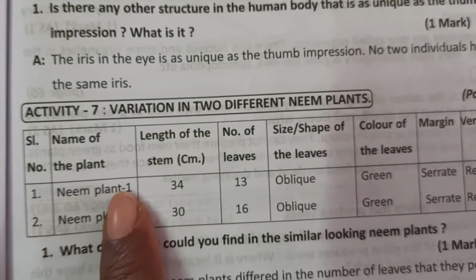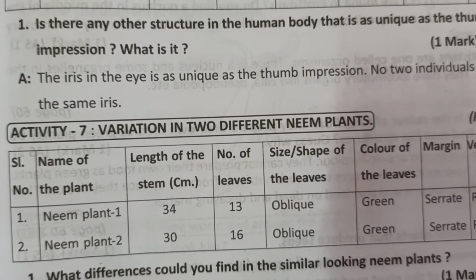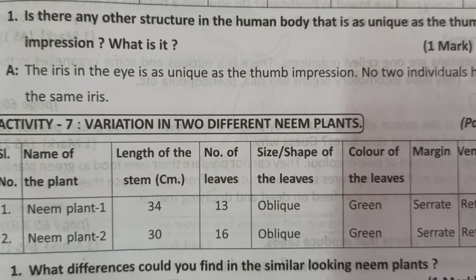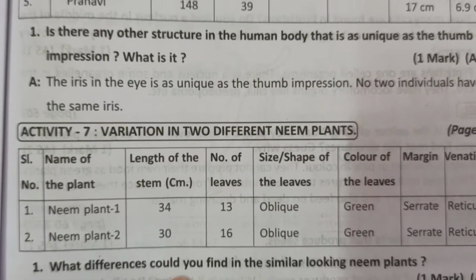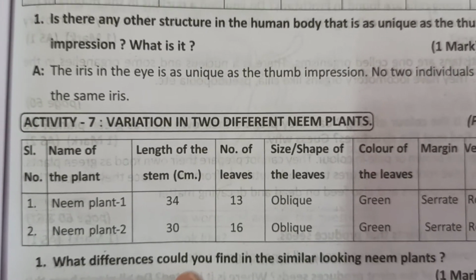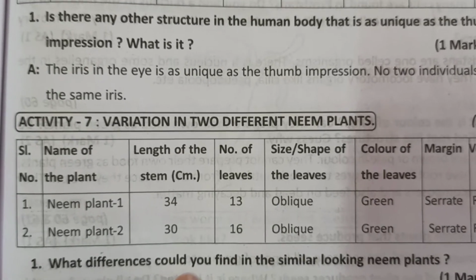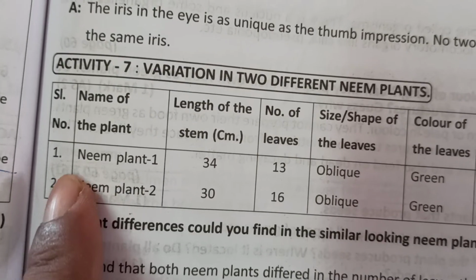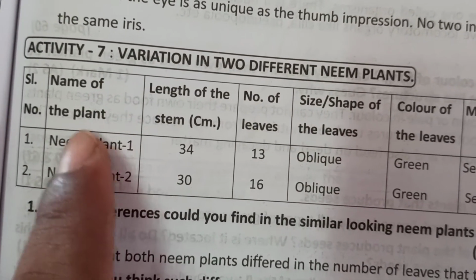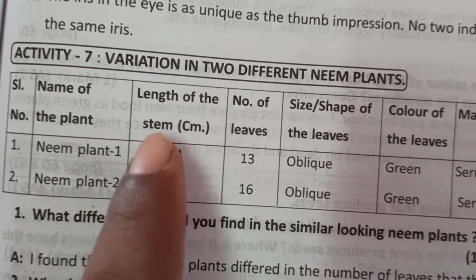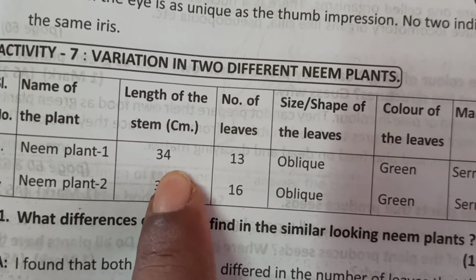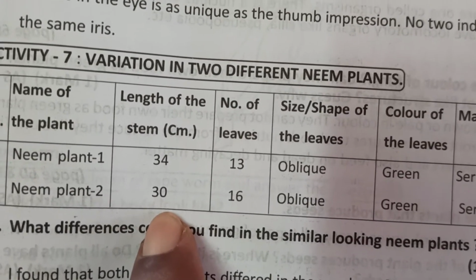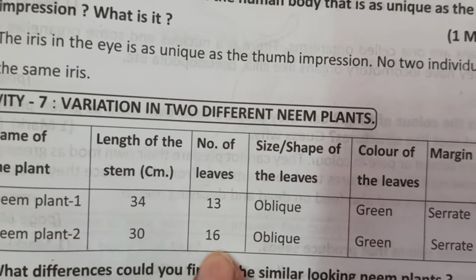Next, coming to activity number 7, variations in two different neem plants. Of course both are the same species. As we said, what do you mean by variation? Variations are nothing but the differences between closely related groups. Here we are taking two plants of neem: neem plant 1, neem plant 2. Length of the stem is 34 centimeters, another one is 30 centimeters. Number of leaves 13, here 16.